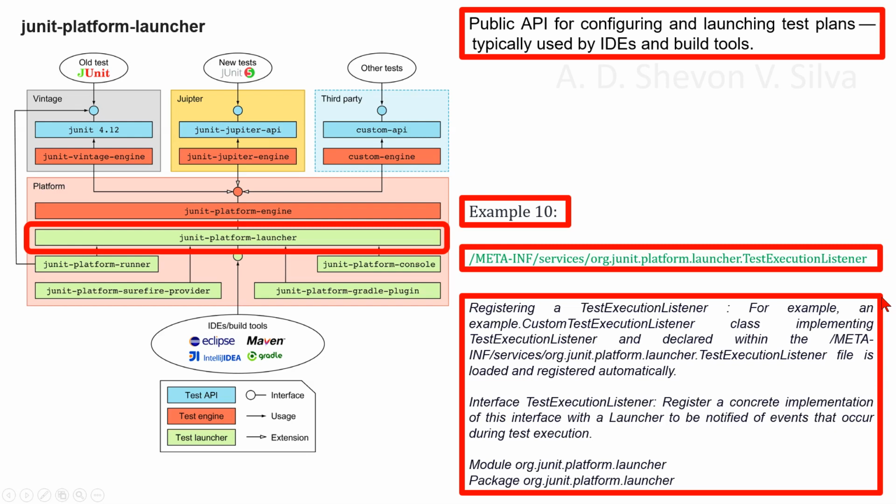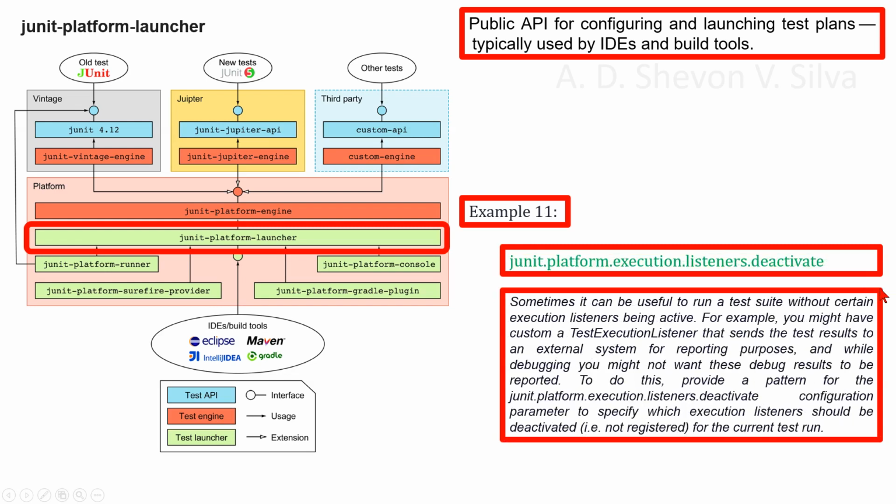Here, in addition to the Launcher API method for registering test execution listeners programmatically, custom TestExecutionListener implementations will be discovered at runtime via Java's ServiceLoader mechanism and automatically registered with the Launcher created via LauncherFactory. As an example 11, we can consider junit.platform.execution.listeners.deactivate. Here, deactivating a test execution listener.